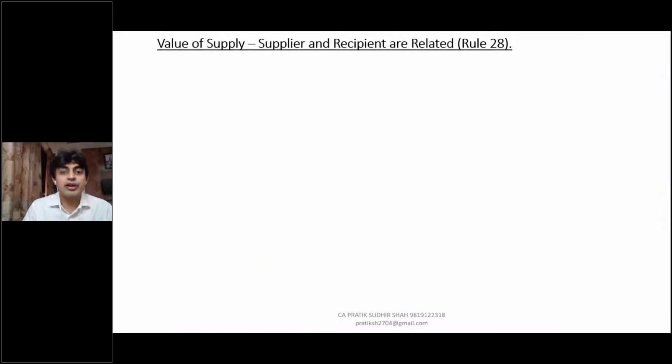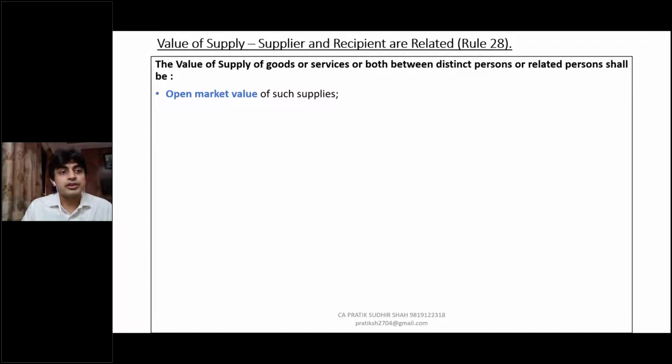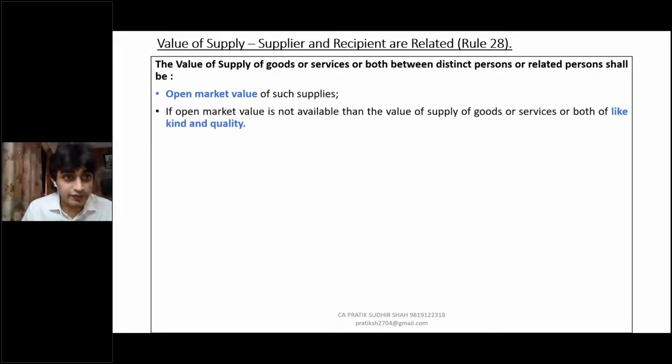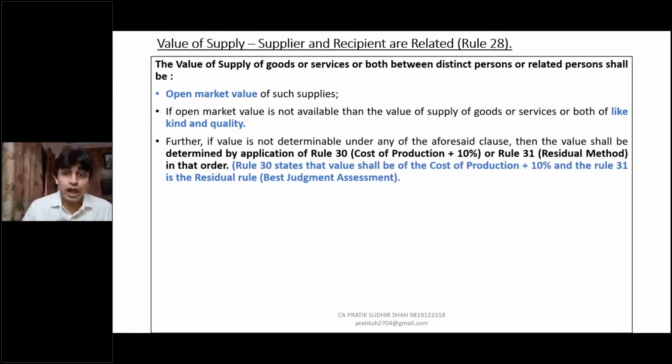Fine. Now I have given a summary. Say this. What is the value of supply between distinct person or related person as per rule 21st is the market value. Whatever market value of goods and services there, that is known as value of supply. If not available, then value of the like kind and quality. Like kind, quality, features वो. And वो भी नहीं मिला तो cost of production plus 10%.